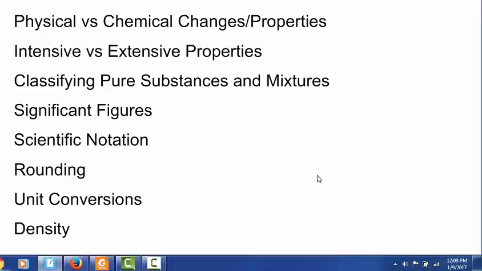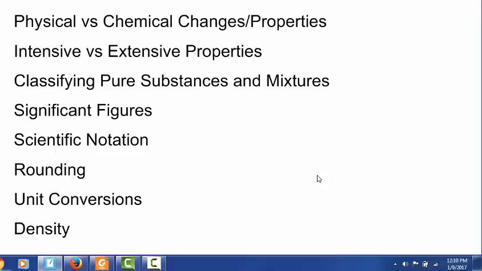We're going to look at how you figure out how many significant figures are in a number. How do you write a number in scientific notation or take a number out of scientific notation? How do you interpret scientific notation? We're going to look at how we round numbers when we're doing a math problem. If you're adding, subtracting, multiplying or dividing, how do you know where to round your final answer?